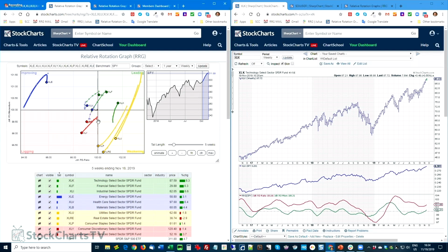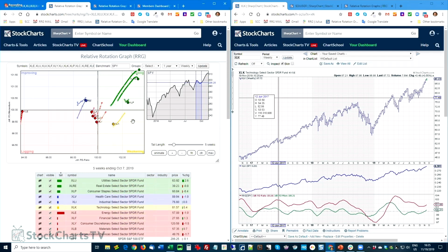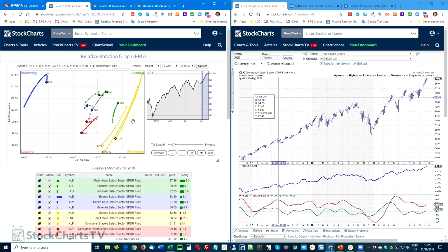I think it's almost getting boring, but this technology sector is now the highest value on the RS ratio axis. So if you take that as a measure or a ranking system, then technology is once again the strongest sector in the S&P 500. But above all, it has rotated from weakening back into leading, and that is a strong sign. That's a strong signal.